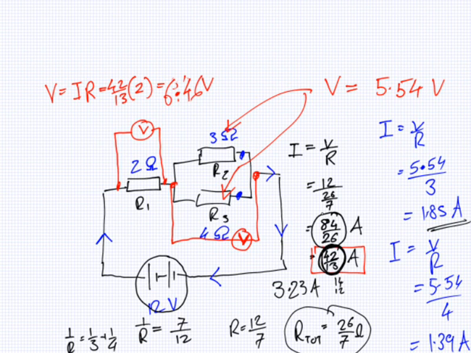So now we should get the voltages. Well, we have the voltages. 5.54 is across each of R2 and R3, because they're parallel, so they're the same. And we have the voltage across R1. What did we say it was? It was 6.46. So we have all the information here.